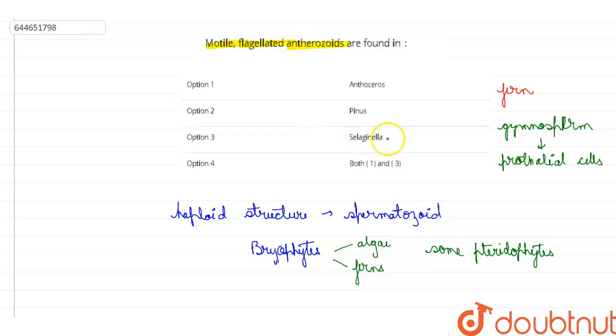Now if you talk about Selaginella, this is also a bryophyte which comes under the category of ferns. So antherozoids are also present in Selaginella. So the correct option for this question will be both 1 and 3, because both Anthoceros and Selaginella have these motile flagellated antherozoids present in them. I hope you found this video helpful.